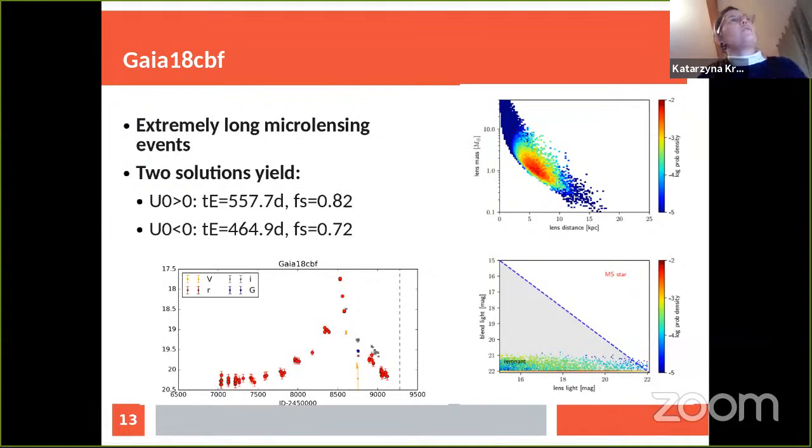Using this information along with the data we obtained via MCMC modeling of this event, shown on the right-hand side in two panels, we conclude that the lens is most likely a dark remnant. I'm not sure what it is.